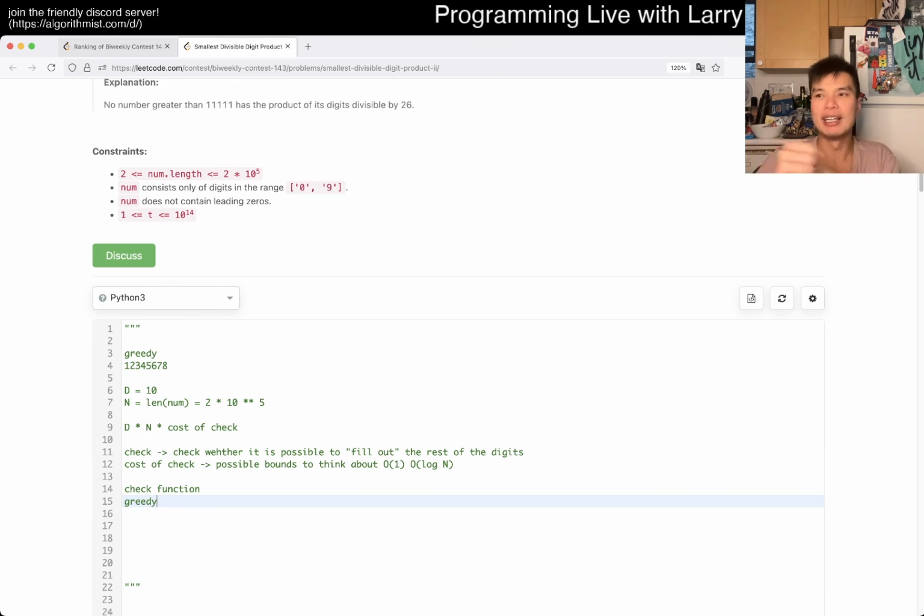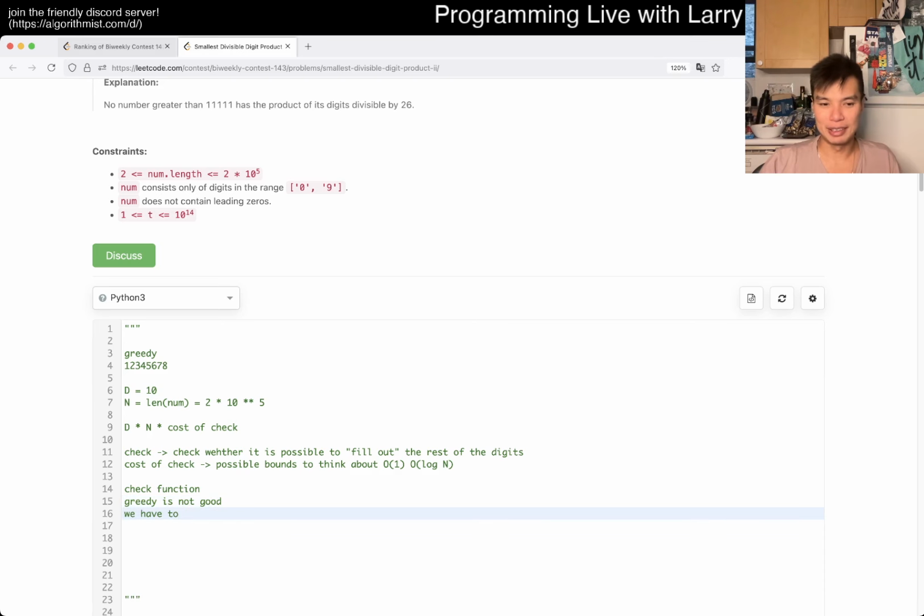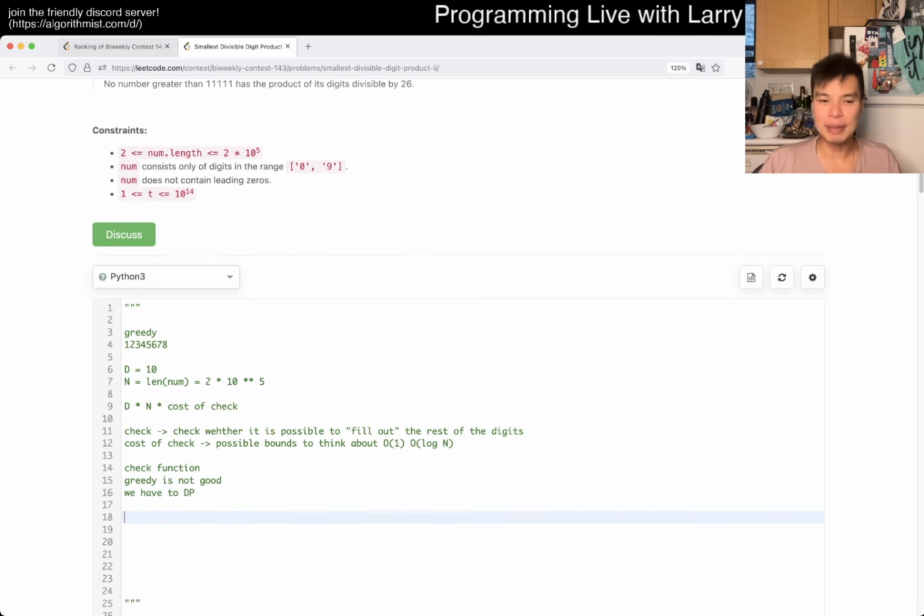Because even trying to do greedy right, I had to make a couple of observations, and we'll go through some of these observations. The greedy is not good. We have to do DP, right? And the DP part is a little bit tricky, because you're like, okay, well, Larry, you said that the cost of the check has to be cheap. How do we keep DP cheap? I'll come back to it, but first of all, what are the states, right?